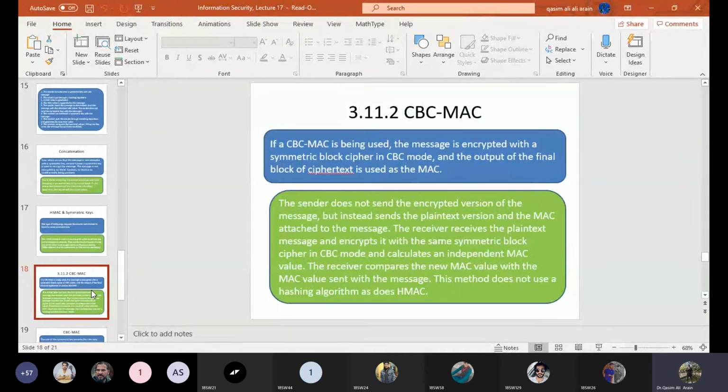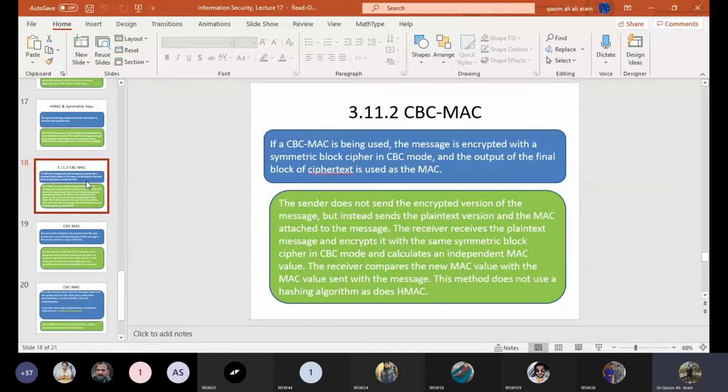The sender does not send the encrypted version of the message, but instead sends the plain text version with the MAC attached to the message. The receiver receives the plain text message and encrypts it with the same symmetric block cipher in CBC mode and calculates an independent MAC value. The receiver compares the new MAC value with the MAC value sent with the message. This method does not use a hashing algorithm as HMAC does, right?